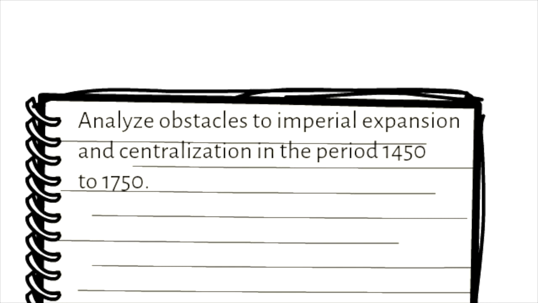Now, that development is prime fodder for an LEQ essay or a DBQ essay on the AP test. So what you should do is take that and explain it. You should turn the learning objective into a question, and see how the illustrative examples, or the things that you know from history, can be used to support that. So let me model this. An essay prompt you might get from this topic on the AP test could be something like this: analyze obstacles to imperial expansion and centralization in the period 1450 to 1750.